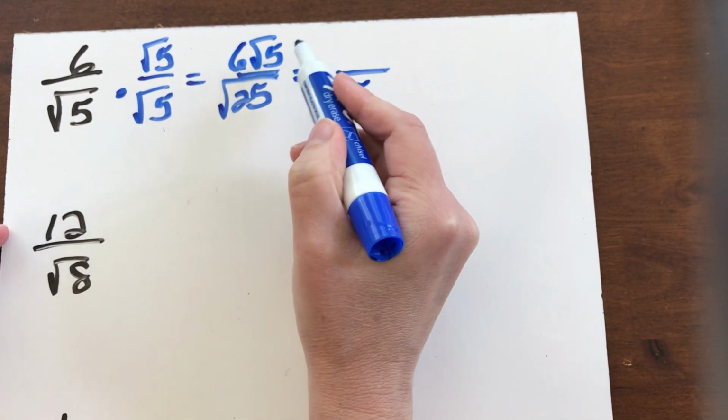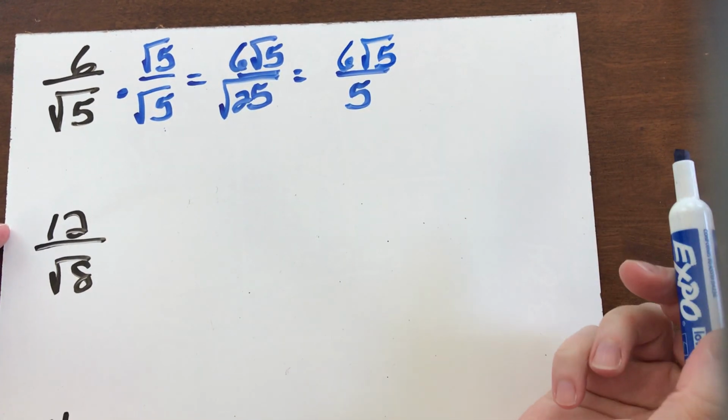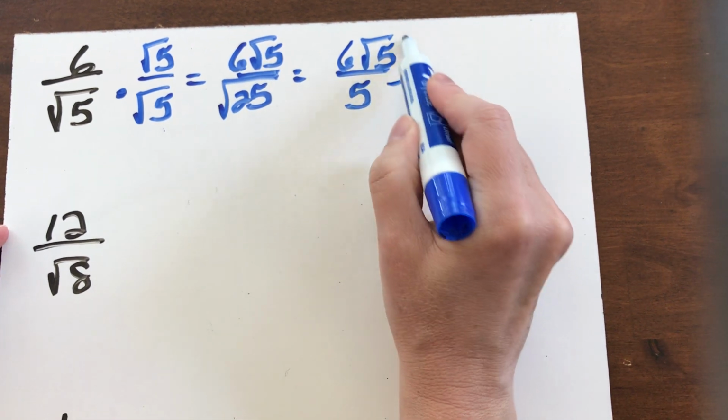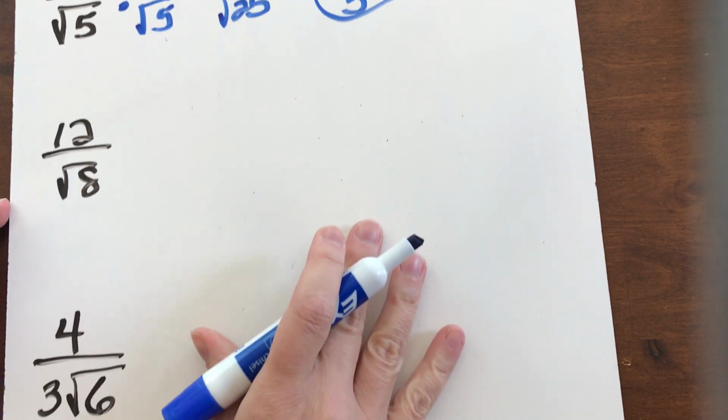Now, is 5 perfect? Can you pull anything out of it? No. So it would be 6 times the radical of 5. And then the last thing you need to look at is, can I simplify 6 over 5? Nope. So I'm done. So 6 times the radical of 5 over 5. All right, let's look at number 2.